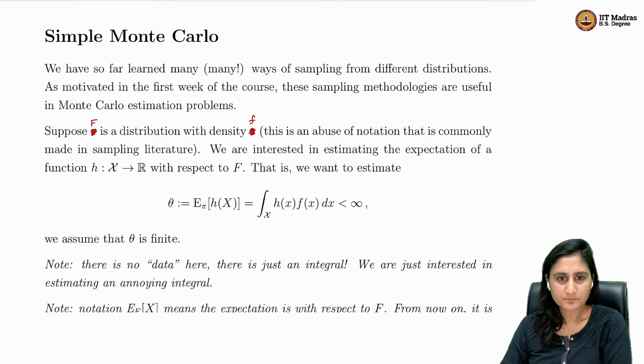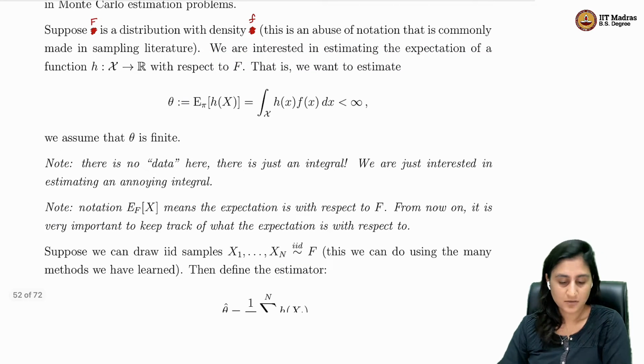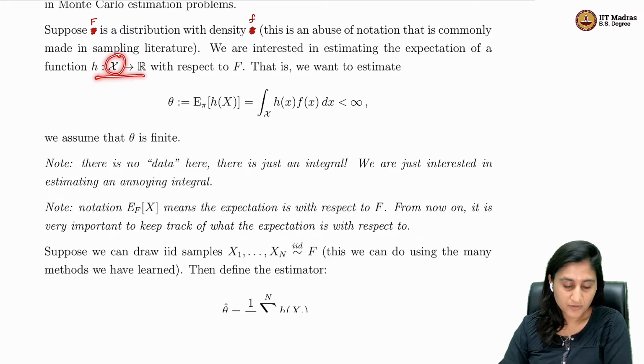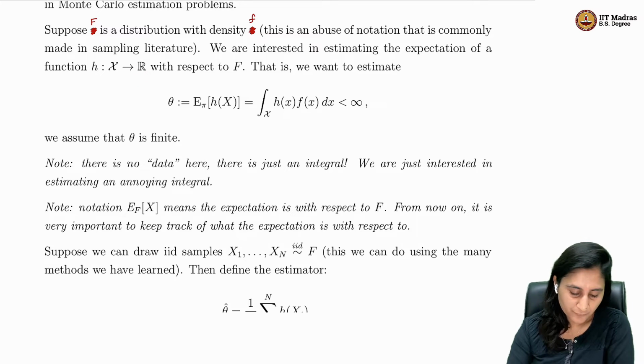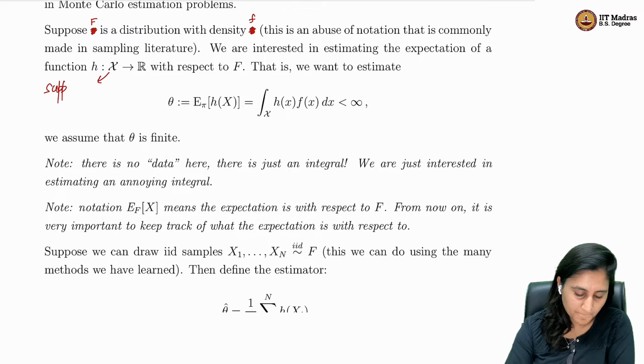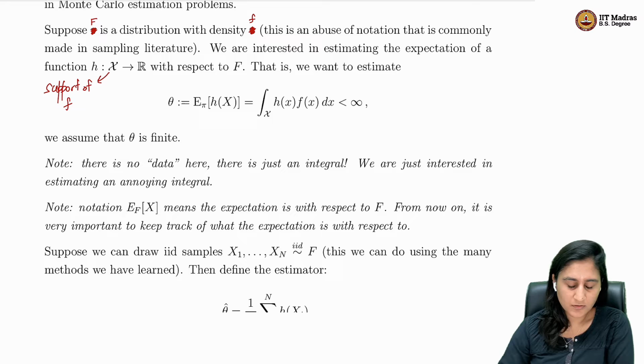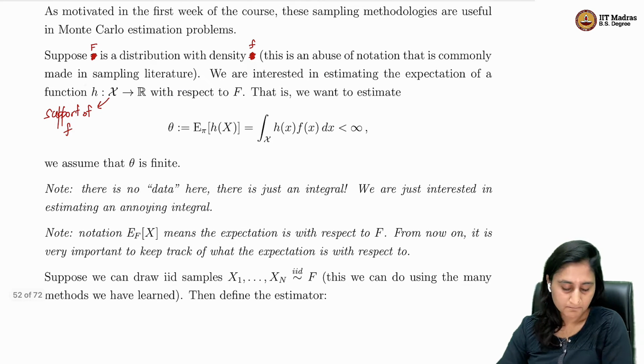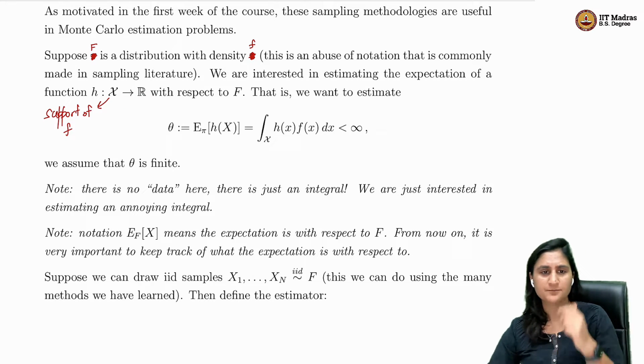Now we are interested in estimating the expectation of some function h, which maps from the support of my density up to R. For clarity, this is the support of f, where my target density f takes positive values, and I map h to R. It could be any function.